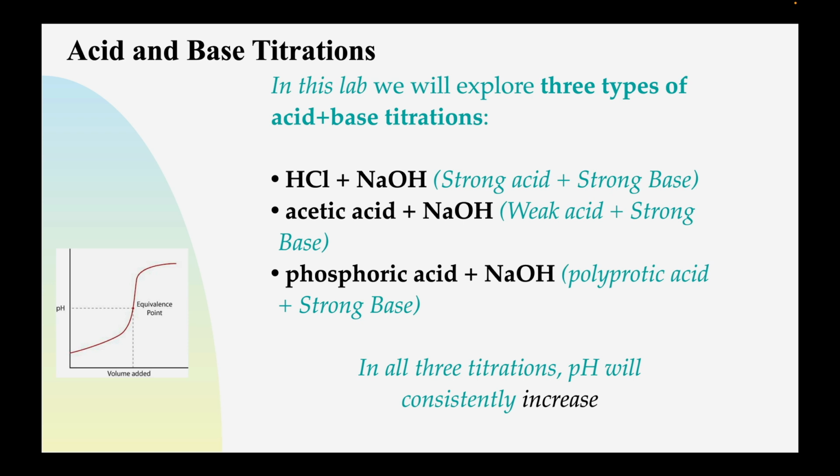It is important to remember, though, that because you're starting with an acid and you're adding a base to it, all of your pHs will start out acidic, and they will consistently increase as you add a strong base, i.e. become more basic in this process. So all of your pHs will start off less than 7, and they'll all end up greater than 7.